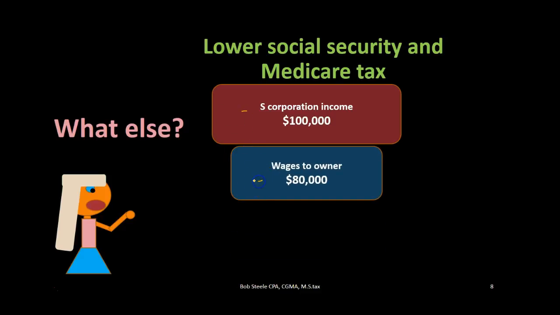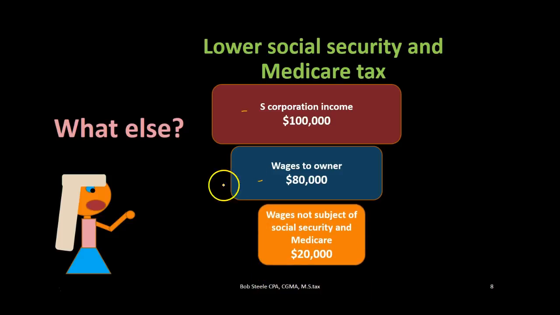Then that would mean that we would file $80,000 and give ourselves a W-2 for the $80,000 and pay Social Security and Medicare on that. The difference between the $100,000 and the $80,000 being $20,000 would then not be subject to the Social Security or Medicare tax. So that's where the saving would be in this scenario. So let's go through that one more time. If the S corporation made $100,000, then that whole thing would be subject to federal income tax, but the whole thing may not be subject to Social Security and Medicare.